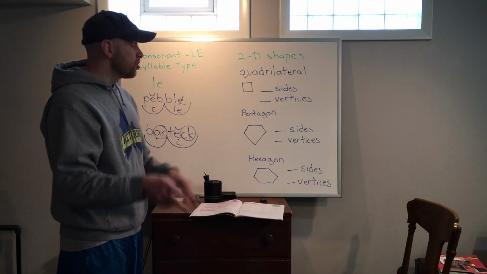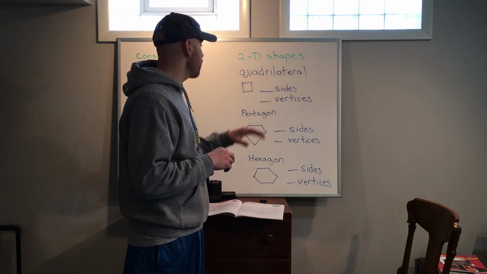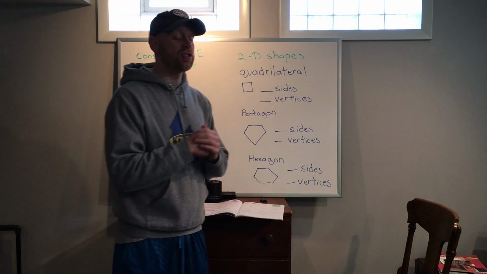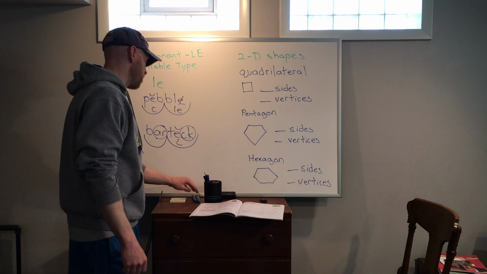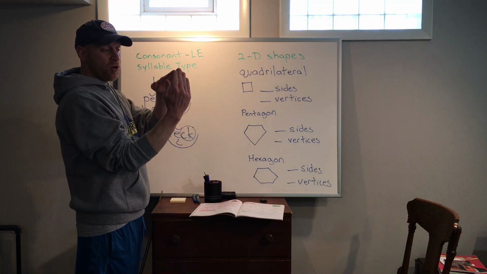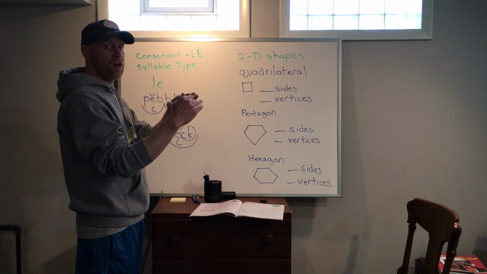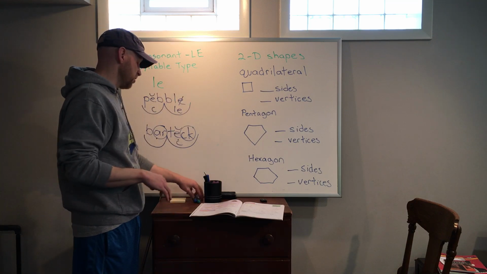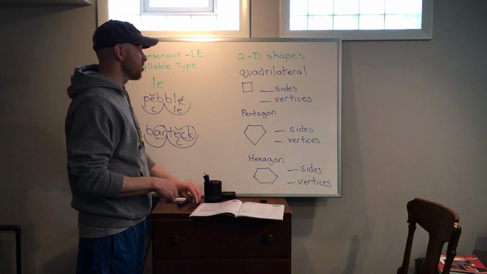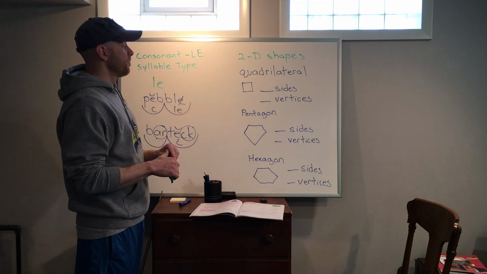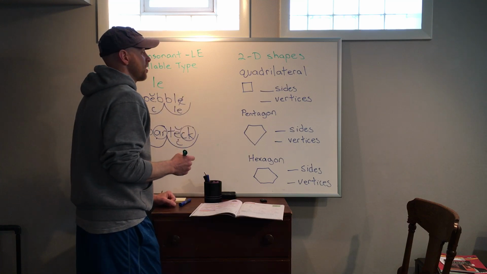We have been talking about 2D shapes, and in particular, we've been talking about how 2D shapes have things called sides and vertices. Now we saw vertices on our 3D shapes as well, and we know this is the part on a 3D shape where the faces and the edges come together and make that point. Well, in this case, a vertice is where the two lines come together to make that point.